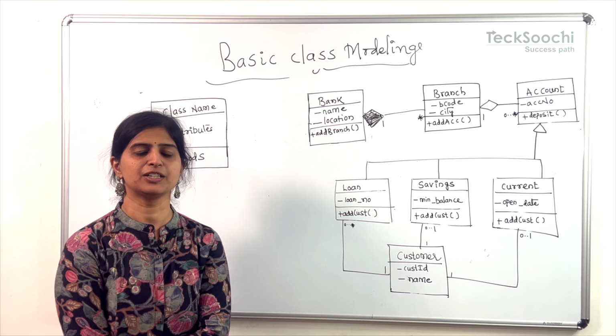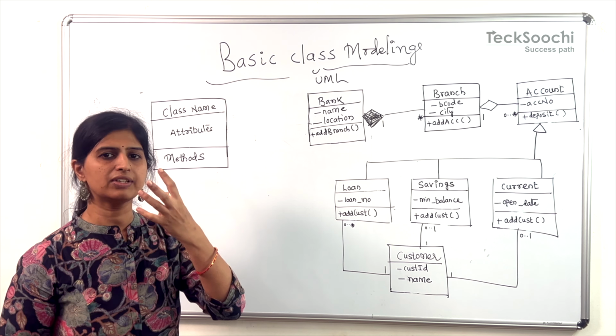With this basic principle, we are now going to take up a banking system as the example to explain how class modeling can be drawn for a particular software system. As you know, the banking system will have many components associated with it. Before you start with the class diagram, first you need to identify the objects involved in the banking system.